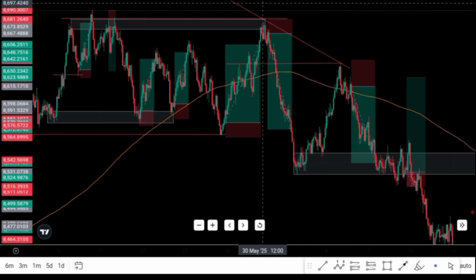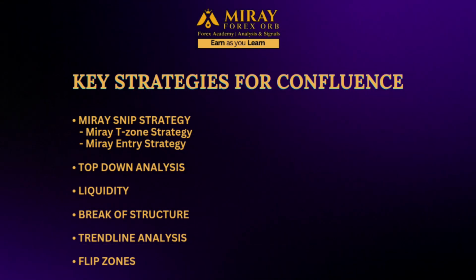Here are some key strategies that I expect every serious trader learning from me to understand and use to build strong confluence. The first is the Mirror Snipe strategy, which has the Mirror T-zone strategy and the Mirror entry strategy. Then we have the top-down analysis. The top-down analysis is very similar to the market analysis which I just explained, using the higher time frame and scaling down to the lower time frame to get good trading opportunities.